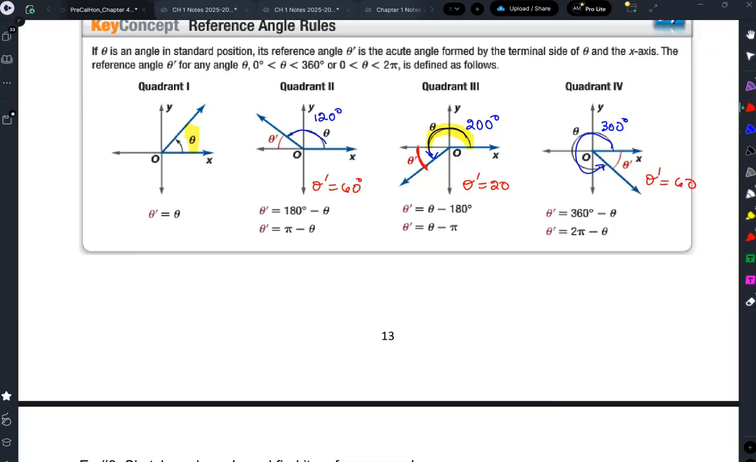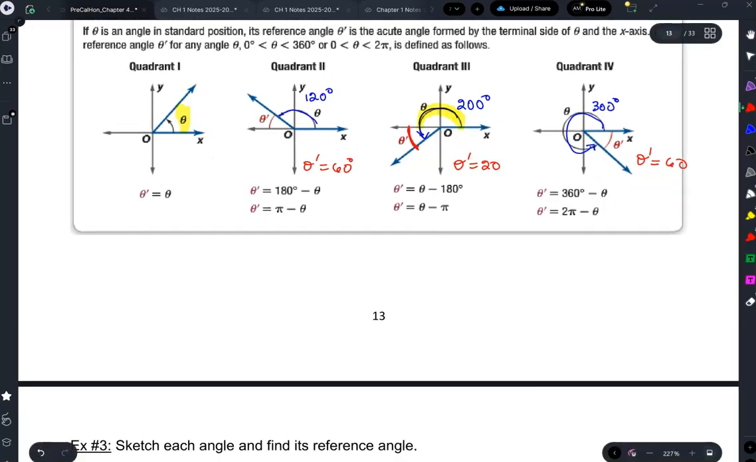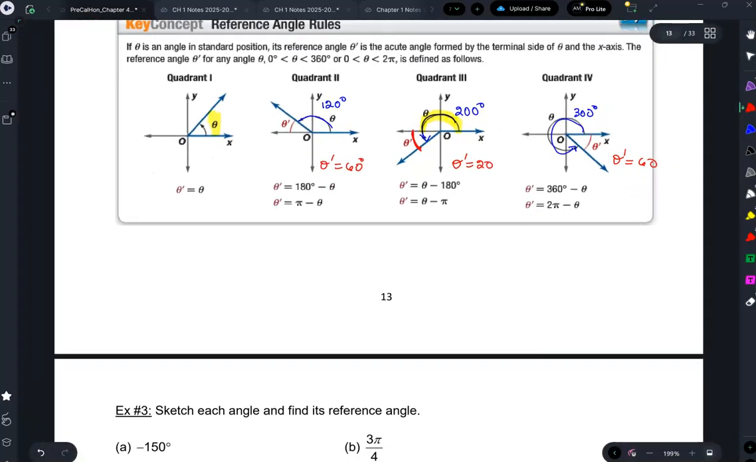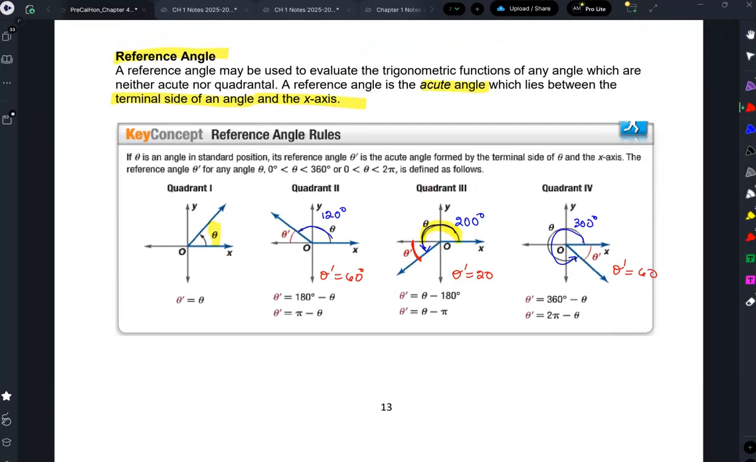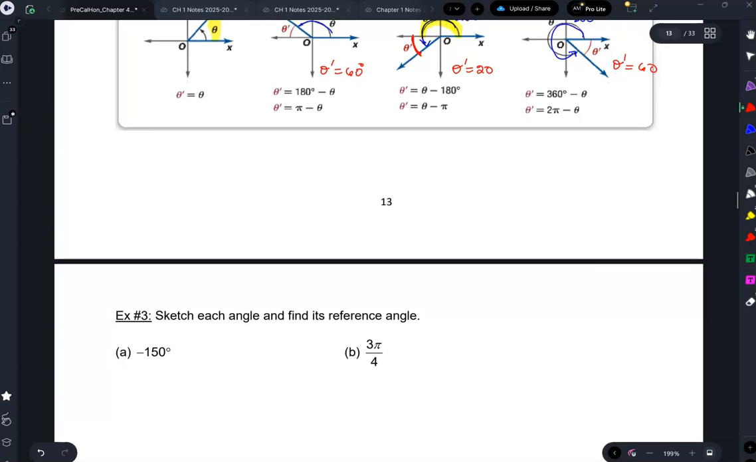Don't memorize this. Reason it out, because then it gets confusing. And plus, we don't need more things to memorize. Just a reminder, there's no negative reference angle. Correct, it's an acute angle, which means 0 to 90.